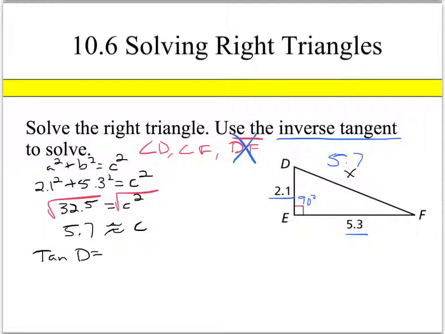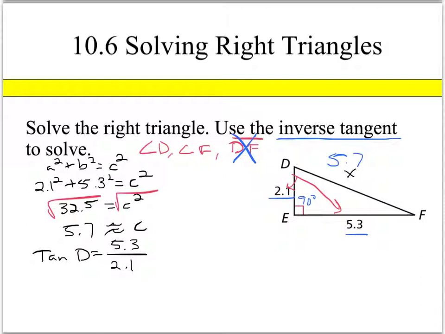TOA. T stands for tangent, O stands for what? Opposite, A stands for adjacent. So it's got to be the opposite over adjacent. TOA, SOHCAHTOA. So that means it's going to be 5.3 over 2.1, because I came up with my opposite measure over my adjacent measure. Opposite over adjacent is tangent.